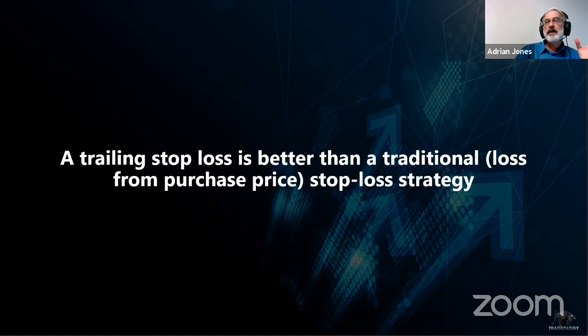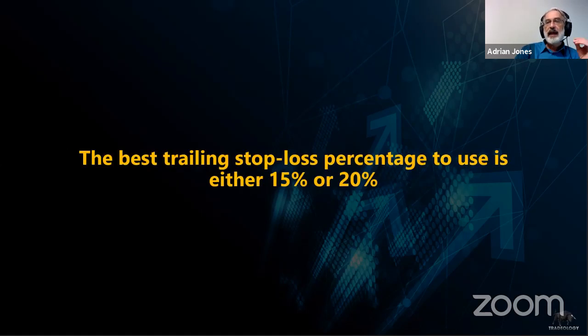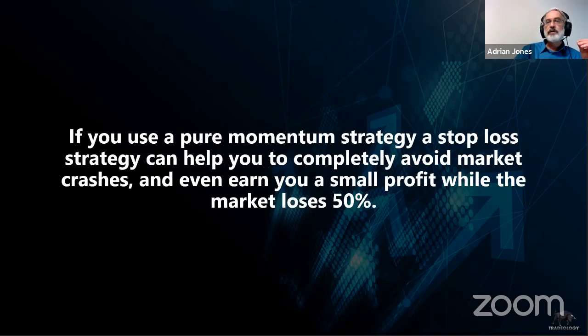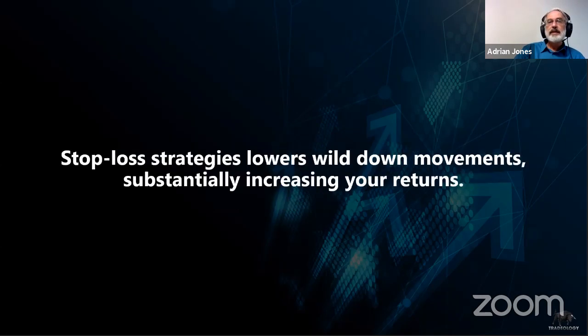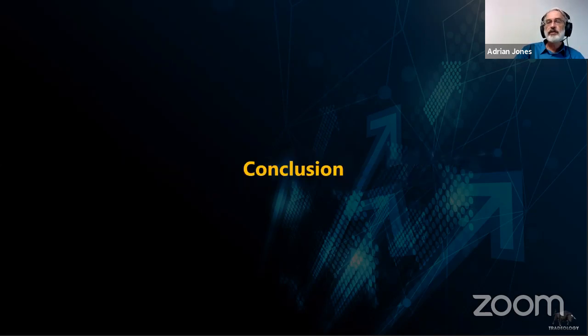Now, a trailing stop is better than a traditional stop loss strategy, and the best percentage, as I mentioned there, to use when trailing is either 15% to 20% of the position, right? So if you use a pure momentum strategy, a stop loss strategy can help you completely avoid market crashes and even earn you a small profit while the market loses 50%, for example, right? So a stop loss strategy lowers wild down movements or up movements and substantially increases your returns.